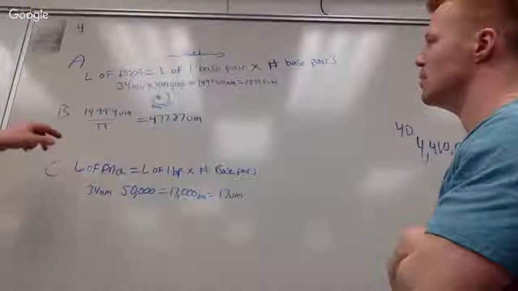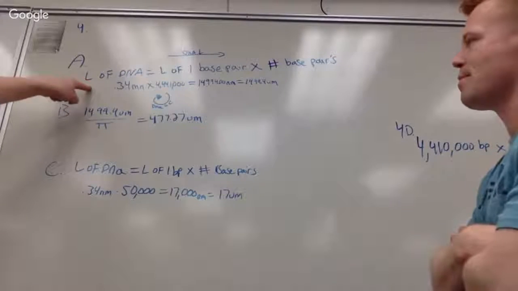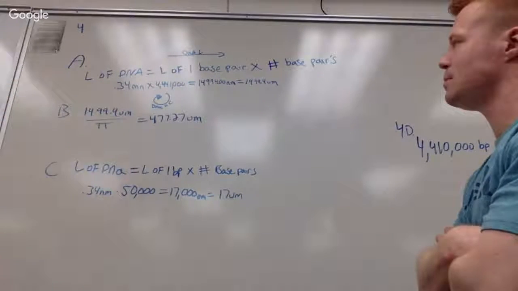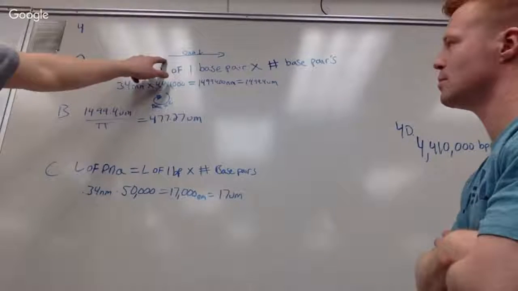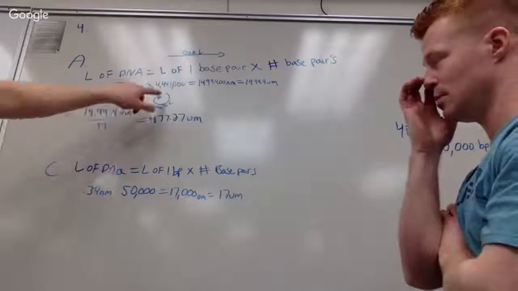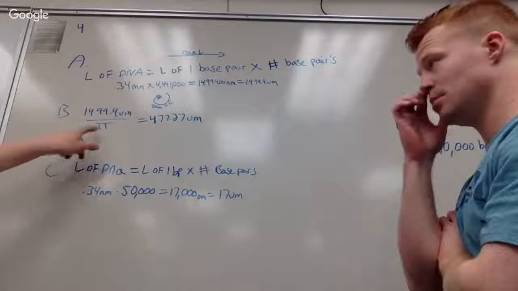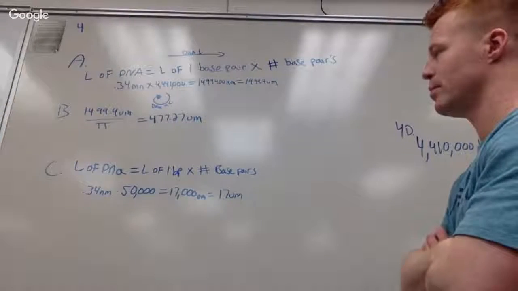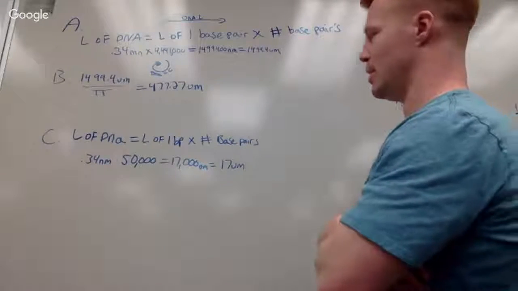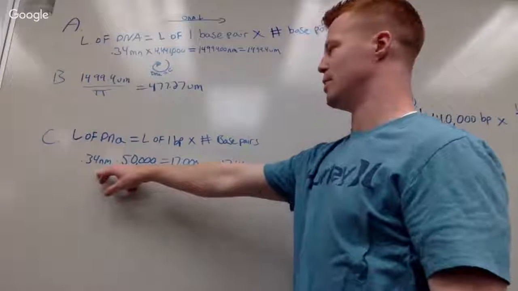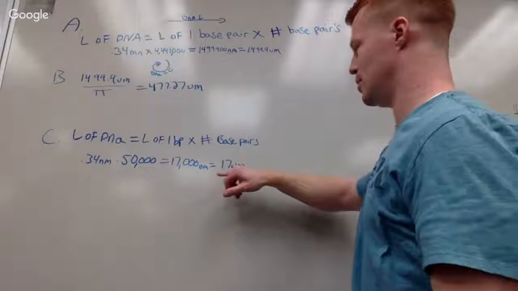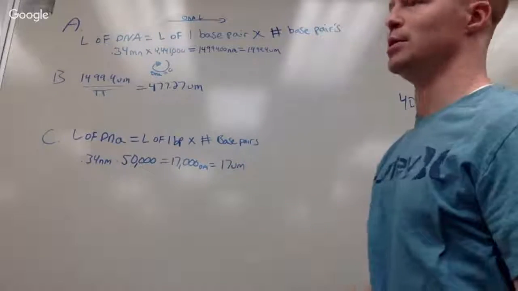So number 4, we found the length of our DNA by using our base pairs and the length of each base pair. And then for B, we just figured since the length of DNA is laid out this way, the circumference of that DNA should be the same as the length because it's just in a circle, and we just divide that by pi to get our diameter. And then for C, the length of the DNA, you times that by the same 0.34 because it's between each base pair. You get 17,000 nanometers, which then turns into 17 micrometers.